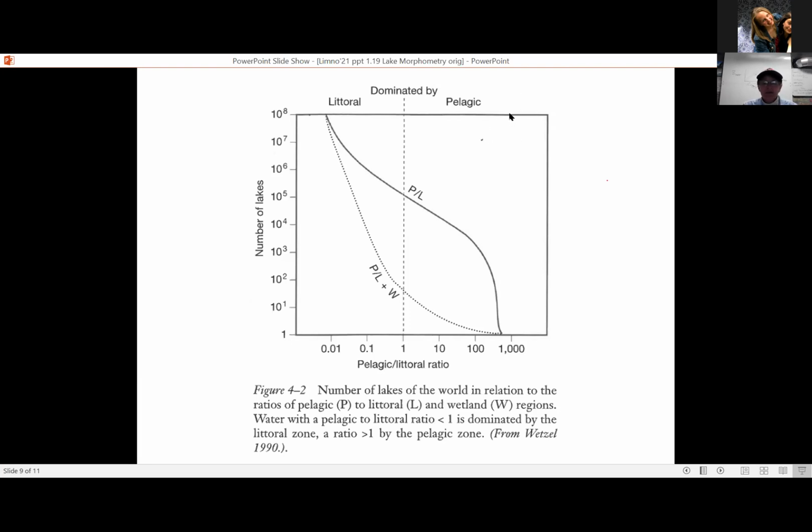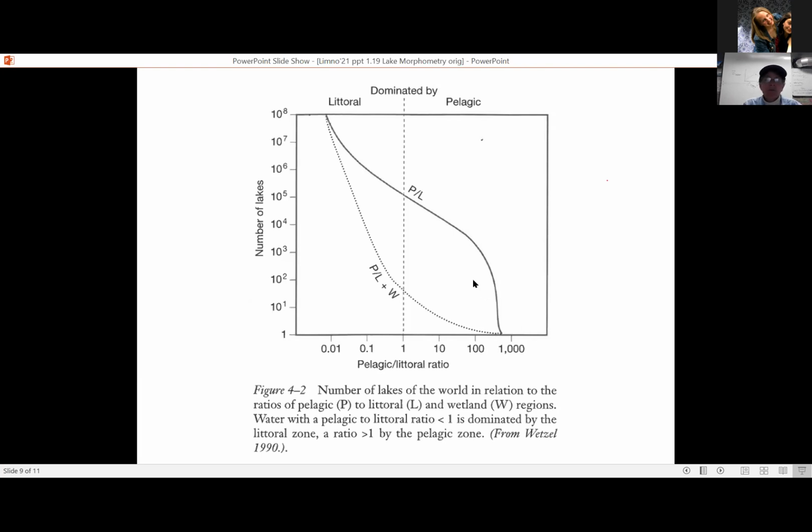And this is just showing how lakes in the world fall on this scheme of things. How many lakes are there that fit into this category? How many lakes in the world fit in this category?